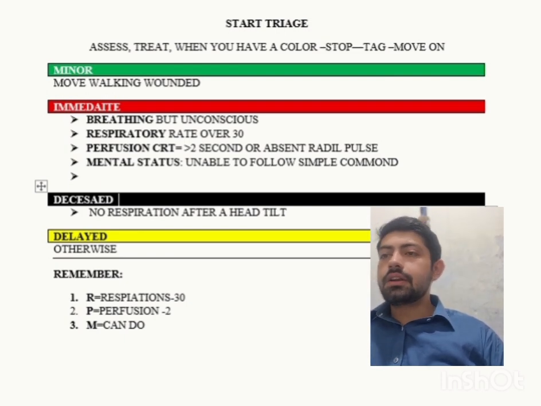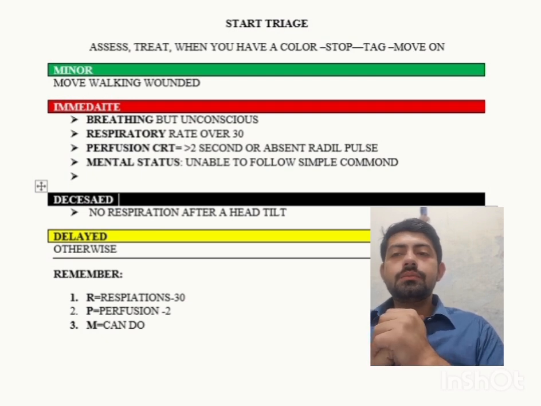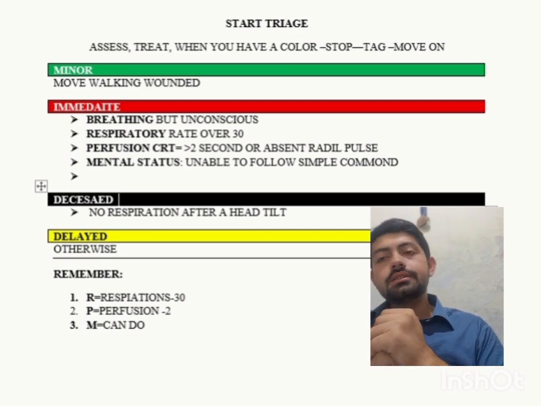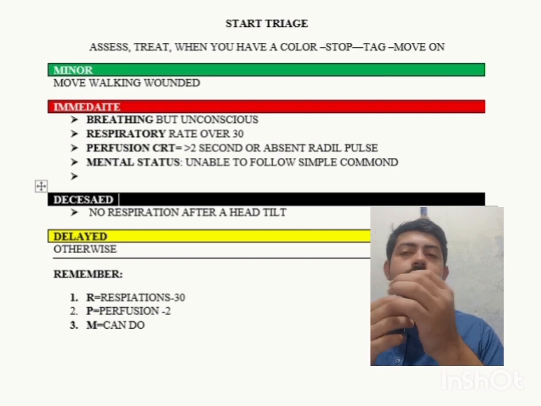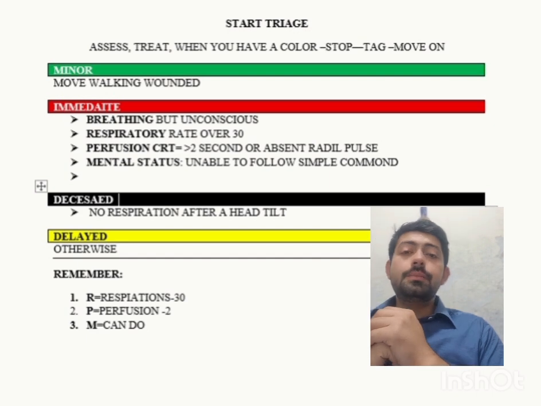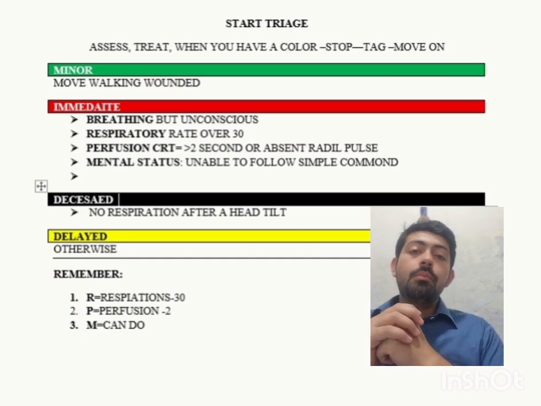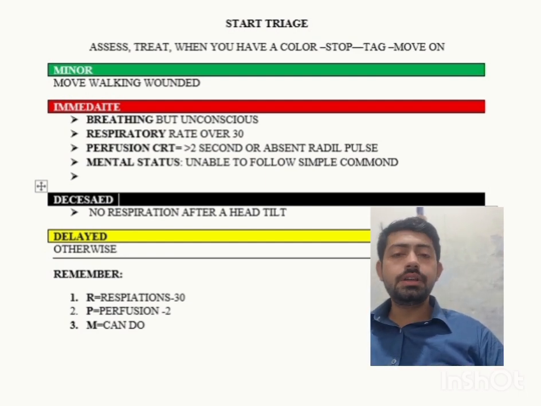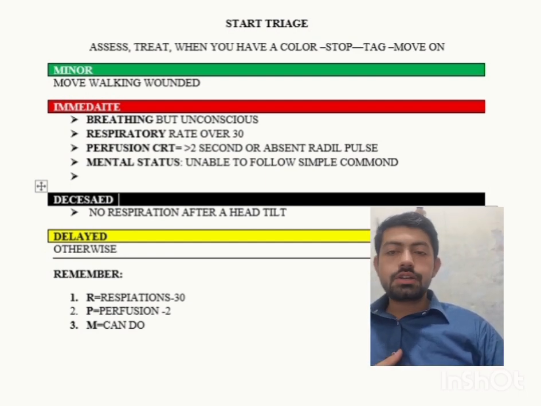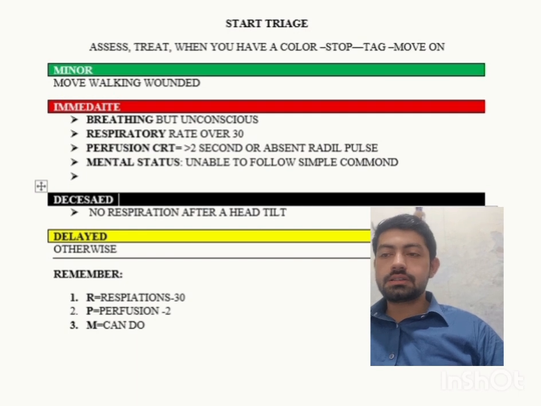The next is the red tag, immediate. Red tag patients need immediate treatment because their condition is life threatening. A patient becomes red if there is a problem in respiration, perfusion, or mental status. This is called the RPM assessment: respiration, perfusion, and mental status.